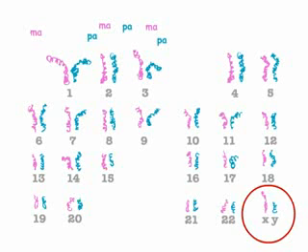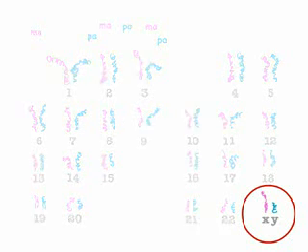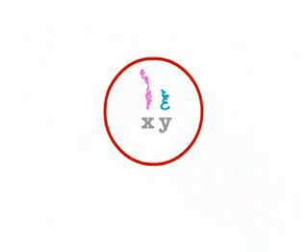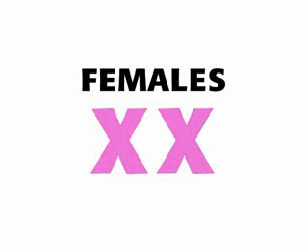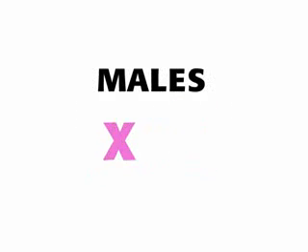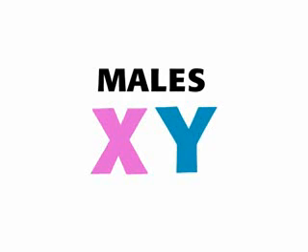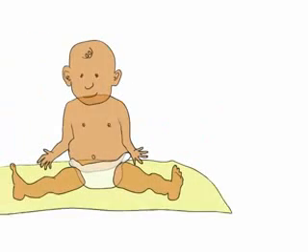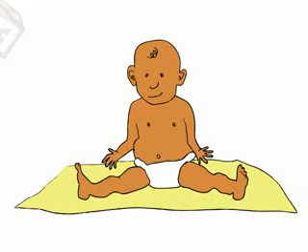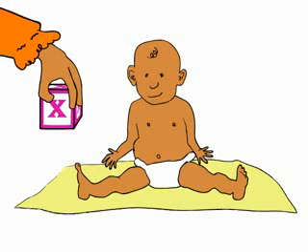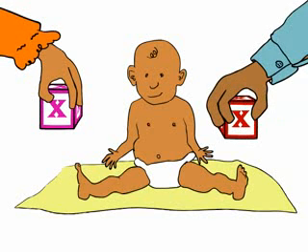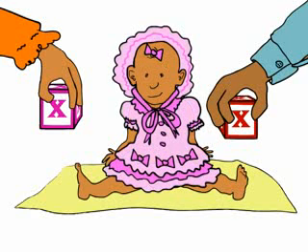The X and Y chromosomes, however, are special. Usually, females have 2 X chromosomes, while males have an X and a Y. You get one of your X chromosomes from your mother. Whether you get your father's X chromosome or his Y chromosome determines your sex.